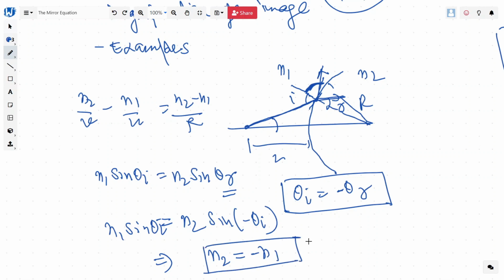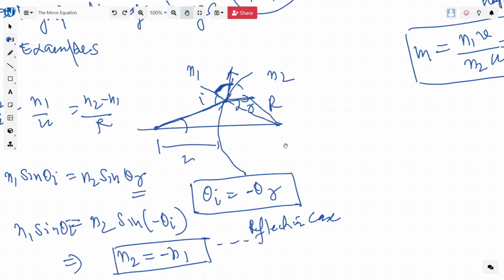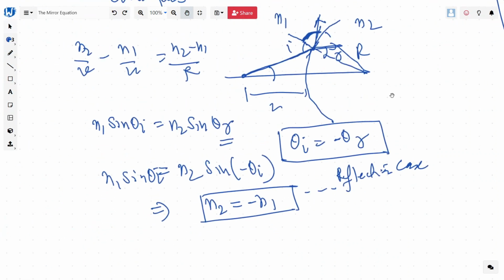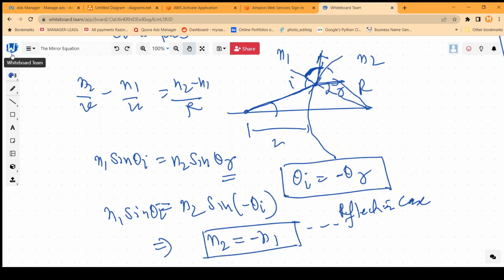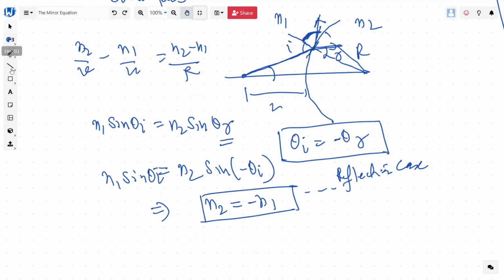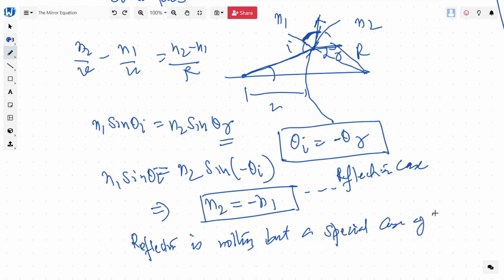So this is for the reflection case, and hence we said that reflection is nothing but a special case of refraction. We also covered that part in the video when we did the law of refraction. So reflection is nothing but a special case of refraction when this condition is met.